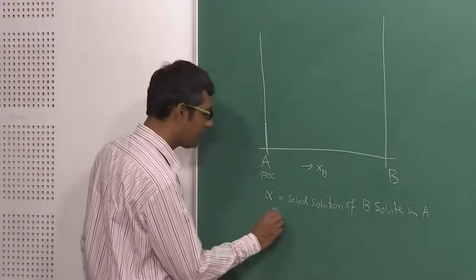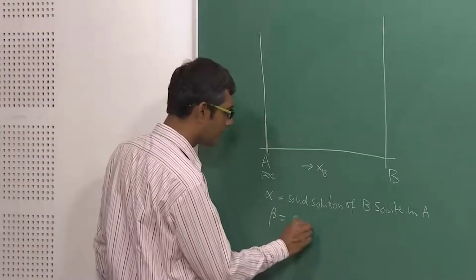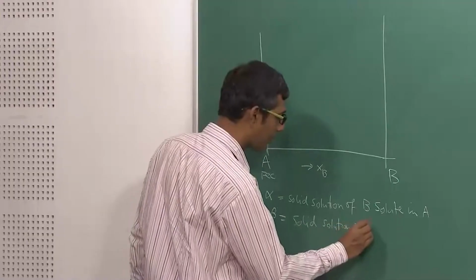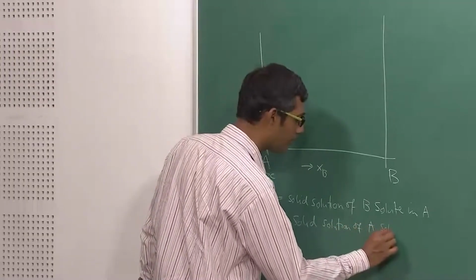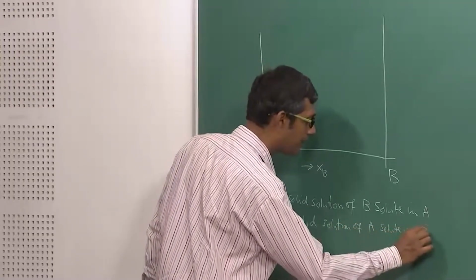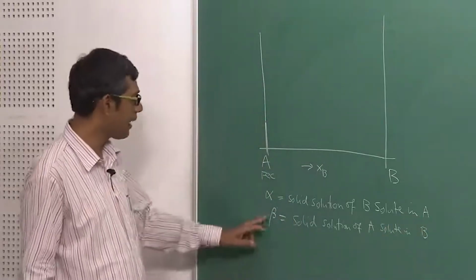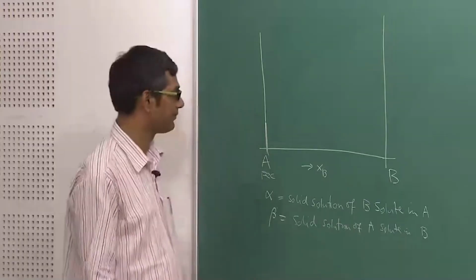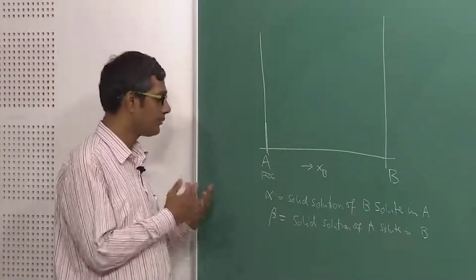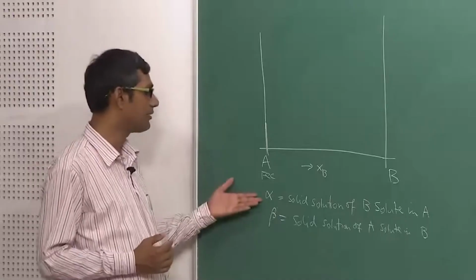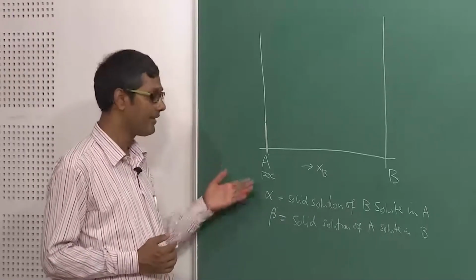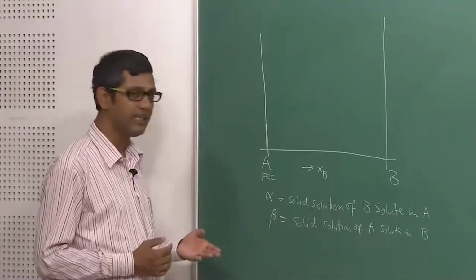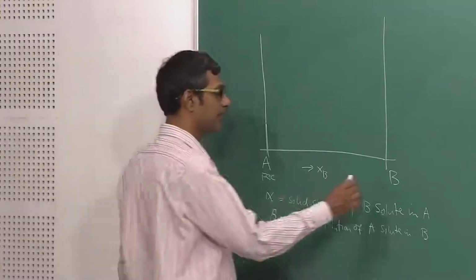And let us suppose beta is a solid solution of A solute in B. That means beta is a B rich solid solution. A is added in small quantity. So we have formed two solid solutions. One is alpha, which has a face centered cubic structure, same as A, and which is A rich. And we have another solid solution, beta, which is B rich, and it has a BCC crystal structure, right, because it is B rich.